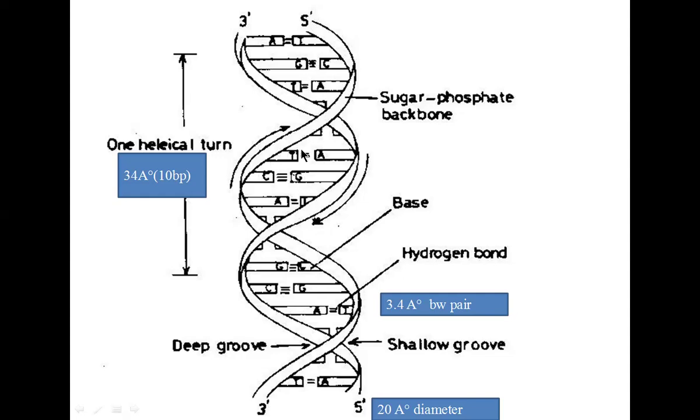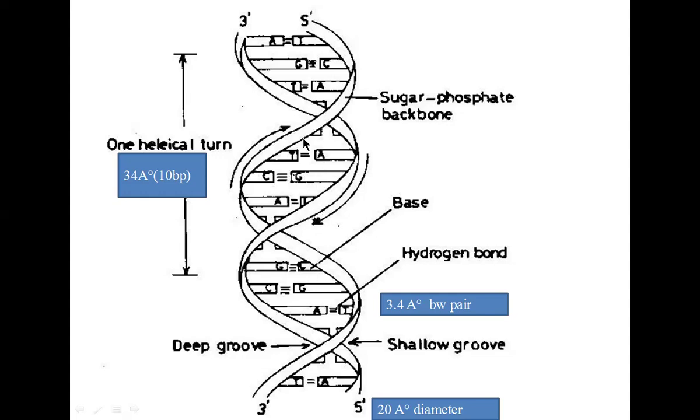And these nitrogenous bases are complementary to each other. We can see here the complementary base pairing. Thymine always base pairs with adenine with 2 hydrogen bonds. Cytosine always base pairs with guanine with 3 hydrogen bonds.